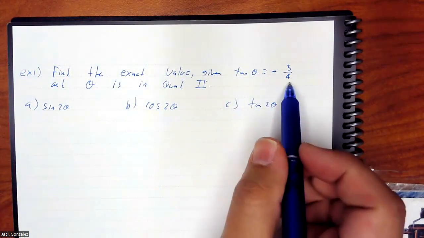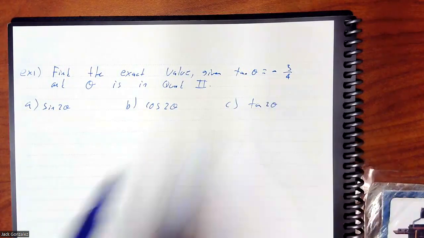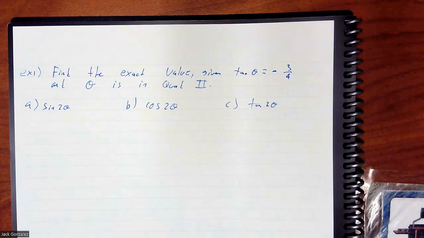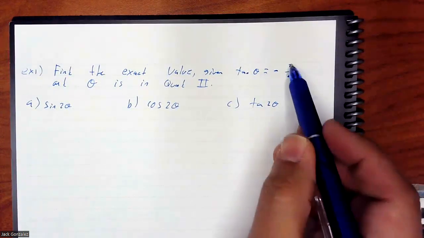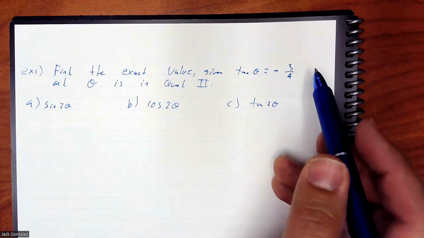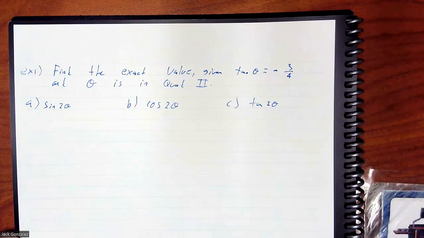So we're given this information here. So if we're in quadrant 2, you need to know what part is negative, what part is positive. So you build a triangle using this tangent first. Having that will help you, like we did in the last example on Friday. It might have been Wednesday.